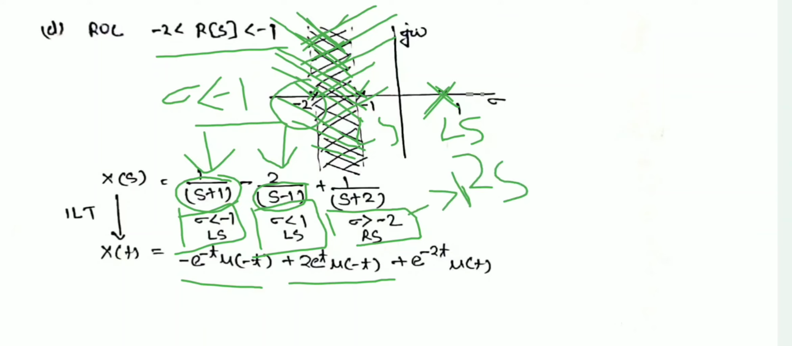Therefore, its inverse Laplace transform is also a right sided signal, e to the power minus 2t ut. This is how we take the inverse Laplace transform. If there is no ROC given in the question, we consider the possible cases, but if some ROC is already given, then according to the given ROC we make the Laplace transform accordingly. This is enough for today's lecture.